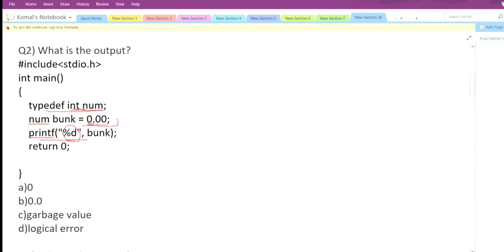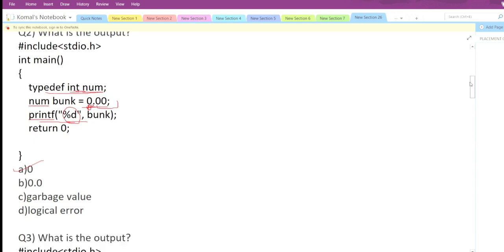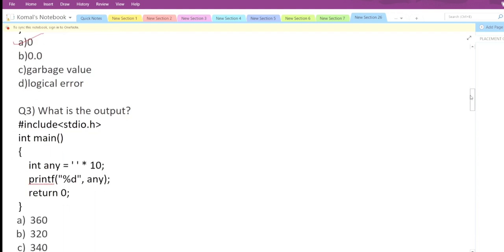So as it is, what it is doing, percentile d stands for integer, so it will just print 0. That is the integer part of this variable, so it will just print 0. So see, the questions are not lengthy, it just needs a simple logic like this. Like you know that percentile d stands for integer, so you just have to print the integral part of that.